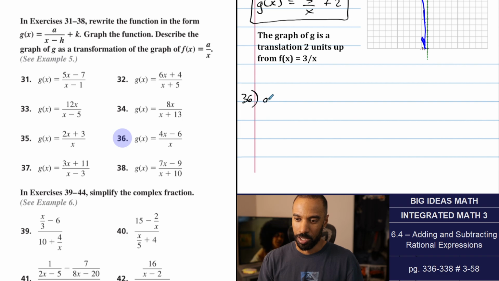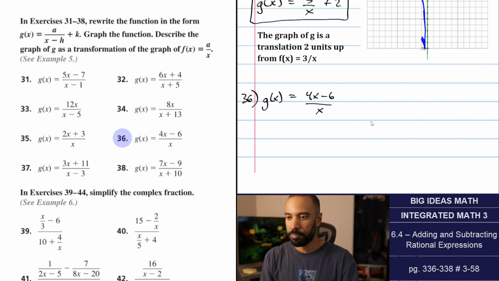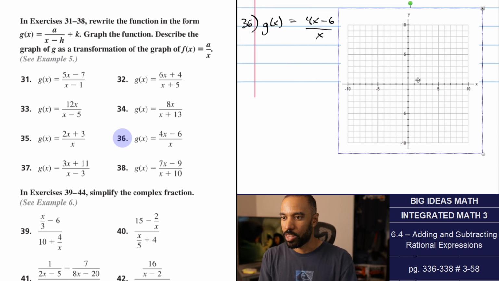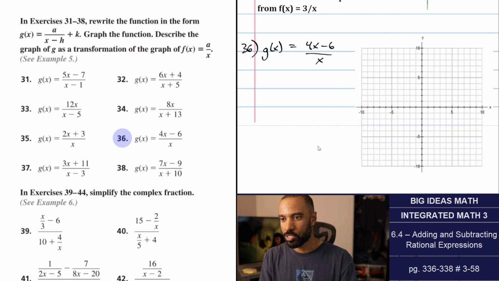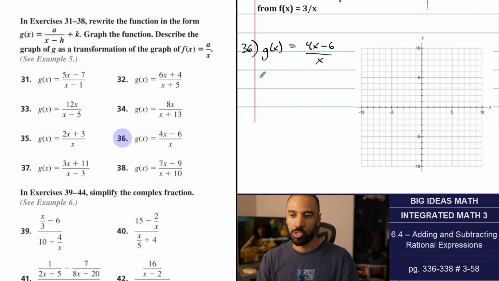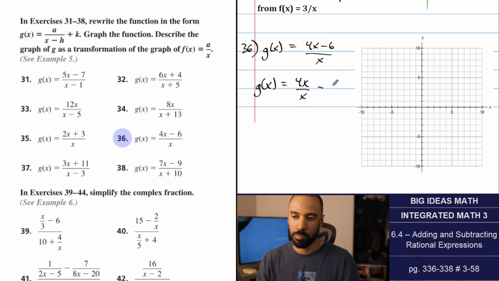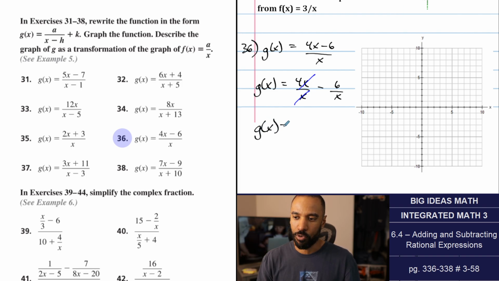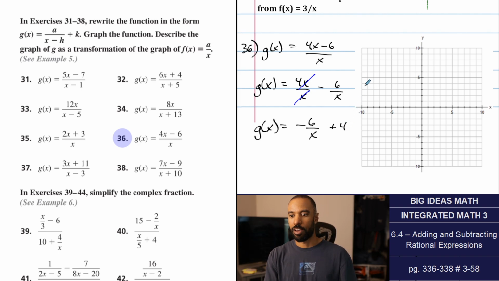So we'll see. But g of x equals 4x minus 6 over x. This is similar to the last one in the way that 4x can already divide by x on its own. So we can already do this split right now. 4x over x minus 6 over x. Split them up because x over x goes away. And as a rewrite in that other form, we'll get negative 6 over x plus 4. It's also a fine one to graph.